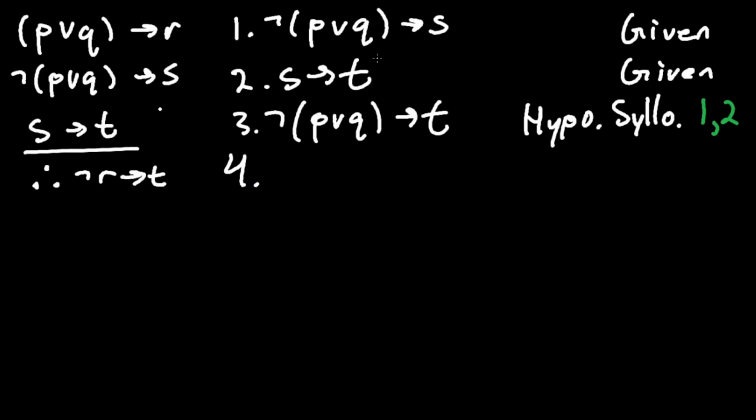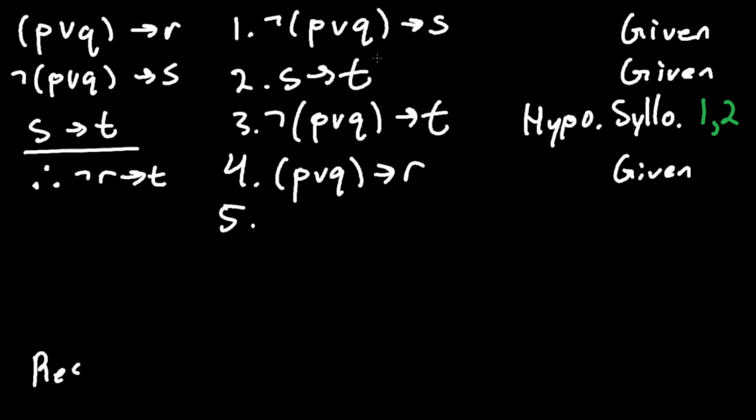All right, next thing. What do we have? Well, let's write down P or Q → R. And this right here is given. It's one of the hypotheses in the argument that we're trying to prove. Why did I do that? Well, here's the thing. Resolution.